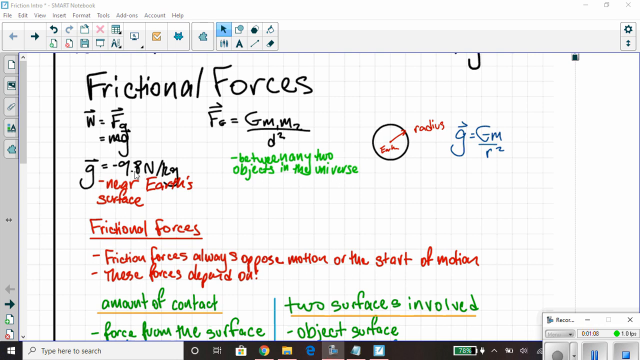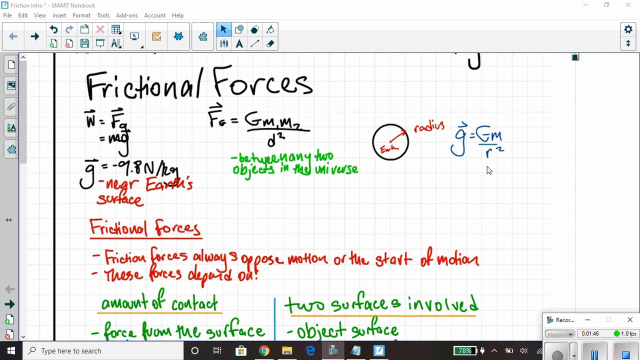You can actually calculate this gravitational field strength for any object. For example, if you use this equation and you put in the universal gravitational constant, the mass of the Earth, and the radius of the Earth squared in the denominator, you would get 9.8 newtons per kilogram. If you put in the mass of Mars instead, and the radius of Mars squared in the denominator, you would get the gravitational field strength for Mars, which is not negative 9.8 newtons per kilogram. Mars is a much smaller planet.